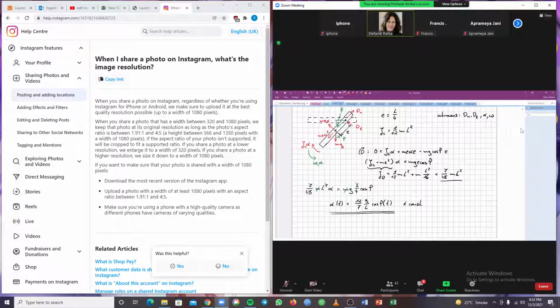Now, second step, we have to find the angular velocity, omega. And for this, we have two options.